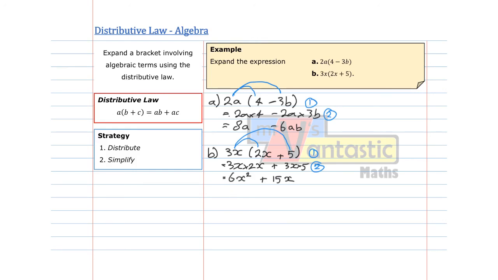That's all there is to it. That's how we distribute expressions involving algebraic terms.